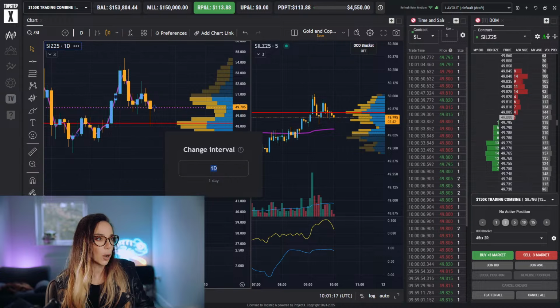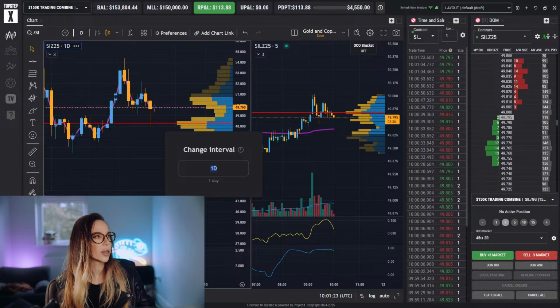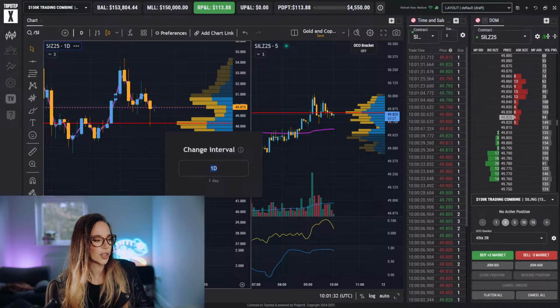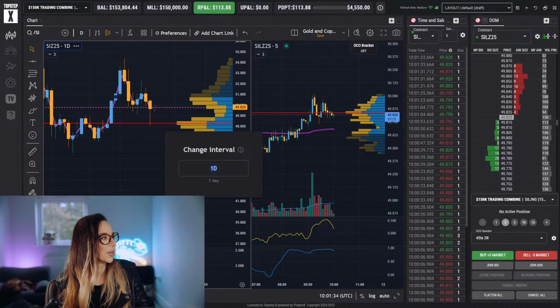Yeah, so silver rolls into March. Aren't they like Star Wars or the Siths? I don't know. I forgot.